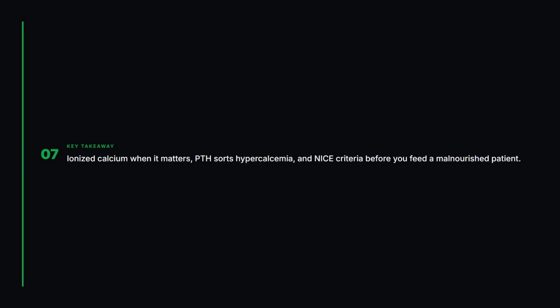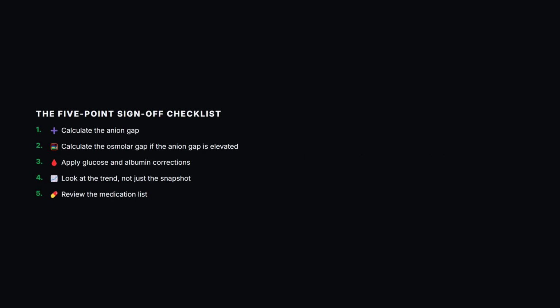Before you sign off on any electrolyte panel, run this checklist. Calculate the anion gap. Calculate the osmolar gap. If the anion gap is elevated, apply your corrections for glucose and albumin. Look at the trend rather than the isolated value, and review the medication list for contributing agents.